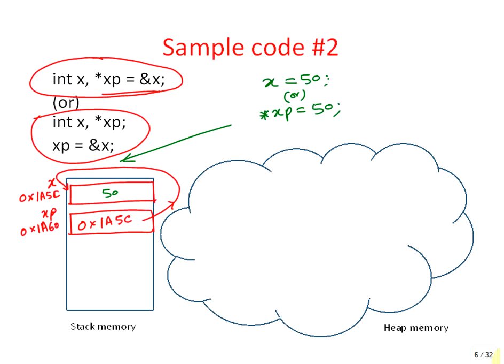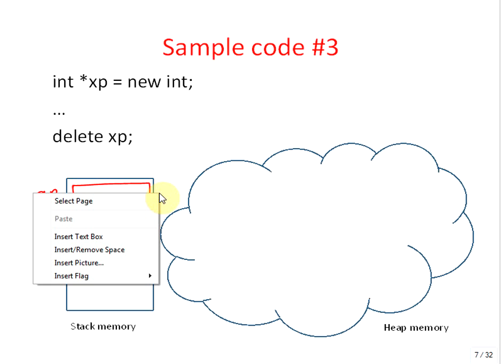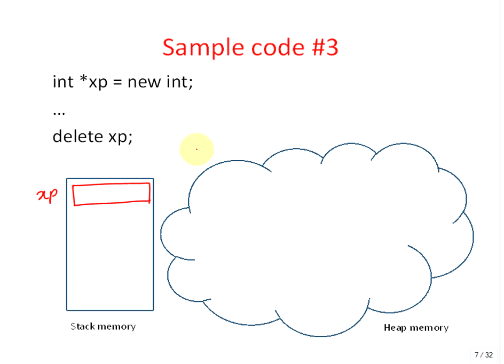Okay, so let's go back there. So far we haven't used the heap memory at all, right? So now finally we are getting there. Now we are talking about just xp. That's an address. And what we are saying is that it's only the address. There's no integer variable here, only the address. And we are doing new integer. I want memory for one integer. Okay, we are dynamically allocating memory for one integer.